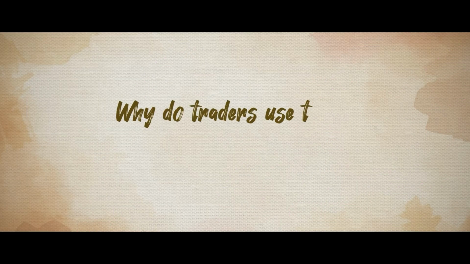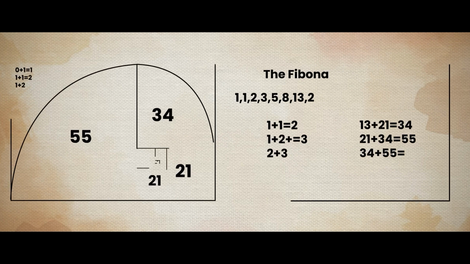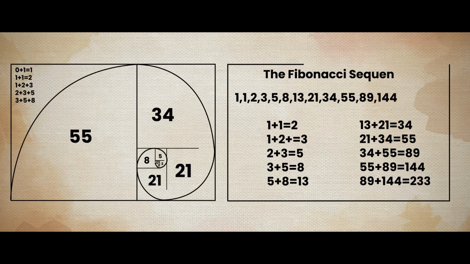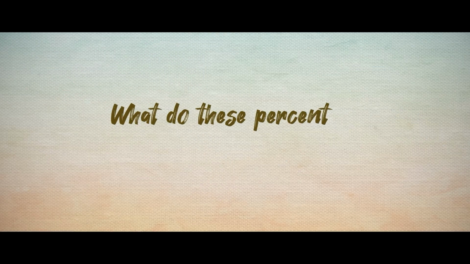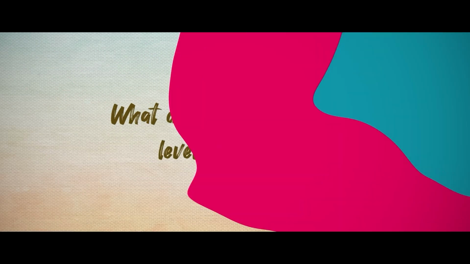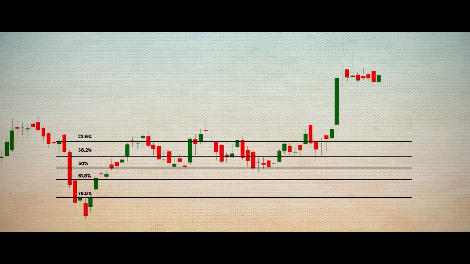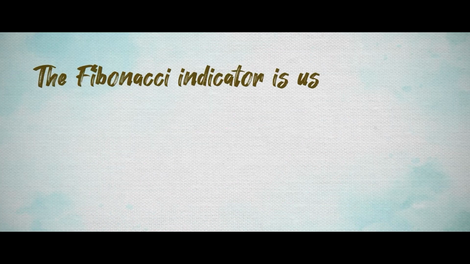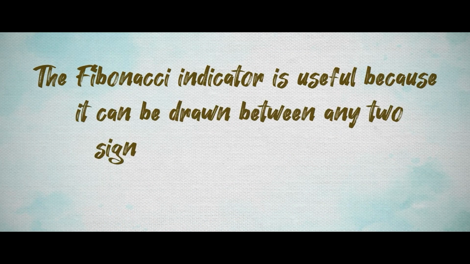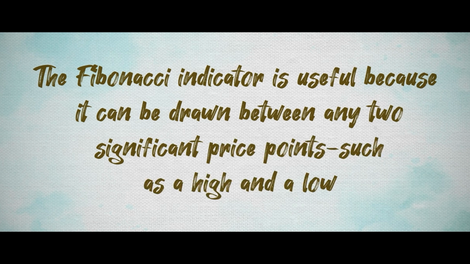But why do traders use these percentages specifically? Because Fibonacci numbers are found throughout nature, therefore many traders believe that these numbers are relevant in financial markets. I see. And what do these percentage levels indicate? The percentage levels provided are areas where the price could stall or reverse. And what is its main benefit? The indicator is useful because it can be drawn between any two significant price points, such as a high and a low. The indicator will then create the levels between those two points.